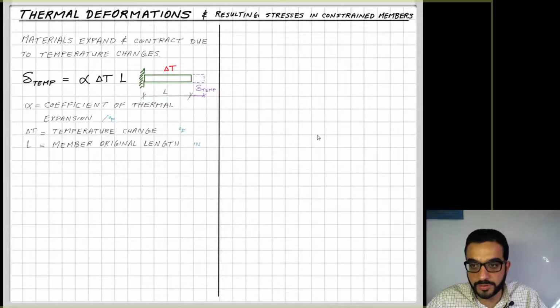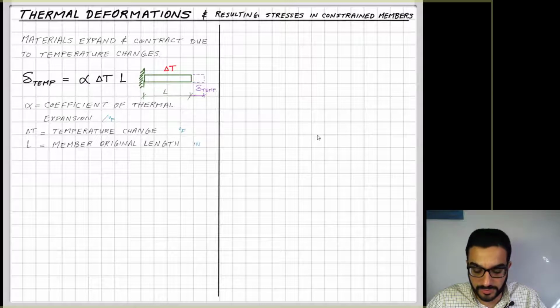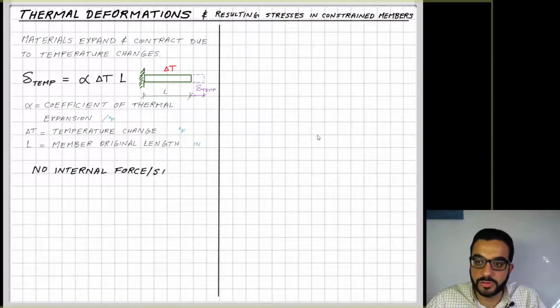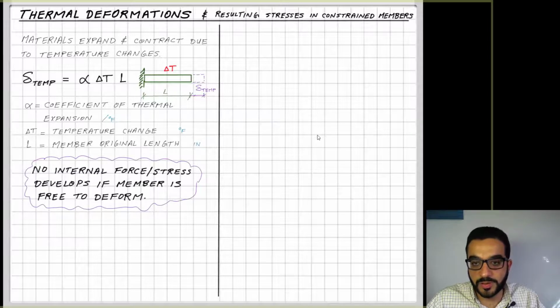So far, the member is just free to elongate with temperature increase or contract or shrink when temperature decreases. So if we're thinking about strength of materials, we actually don't have any job to deal with here. It's just calculating the deformation and that's it. The problem happens when there is a constraint preventing this member from relieving the effect of temperature by expanding or contracting. So there's a constraint holding them from doing that. And in this case, stresses and internal forces will start developing.